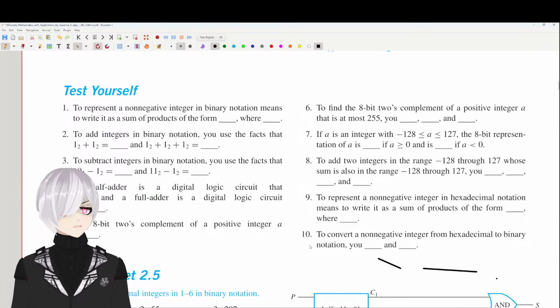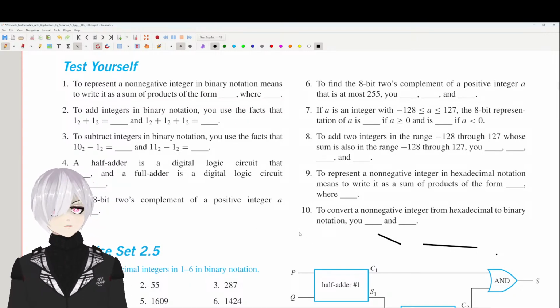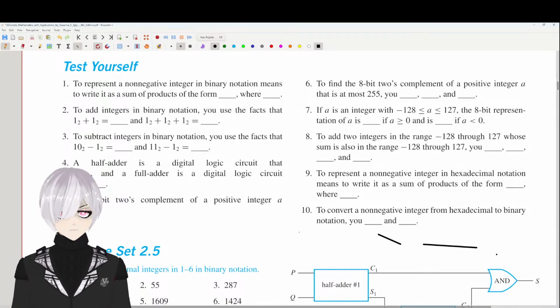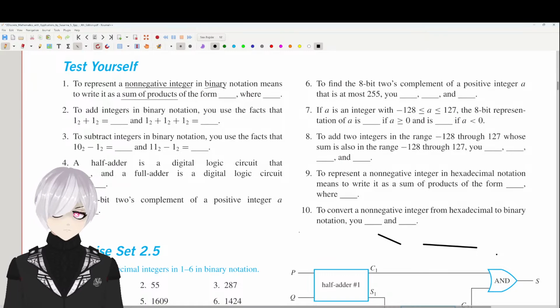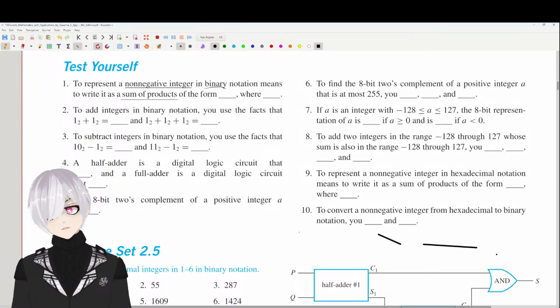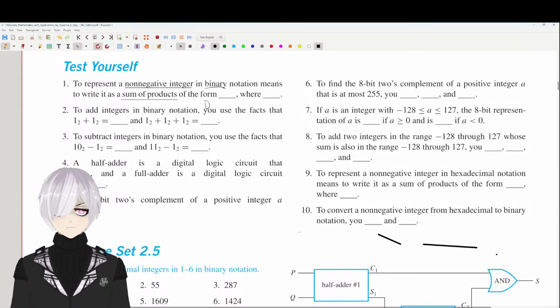Well, let's see here. To represent a non-negative integer in binary notation means to write it as a sum of products of the form where. So I think it's like d times 2 to the n, where d equals 0 or 1, maybe. Because what the binary representation really represents is a sum of ones and zeros multiplied by powers of 2 corresponding to where they are. So d times 2 to the n where d equals 0 or d equals 1. And then the other thing they say is n is a non-negative integer, which I guess is only non-negative powers of 2 because we have 2 to the 0, 2 to the 1, 2 squared, etc. But we don't have 2 to the negative 1 or anything like that.